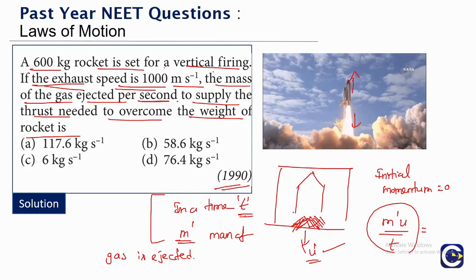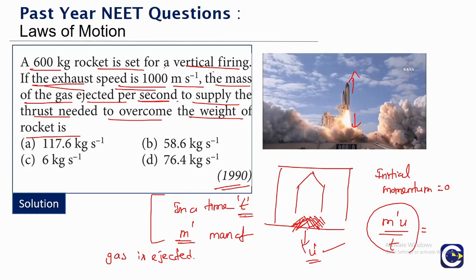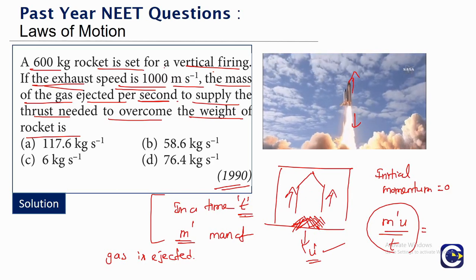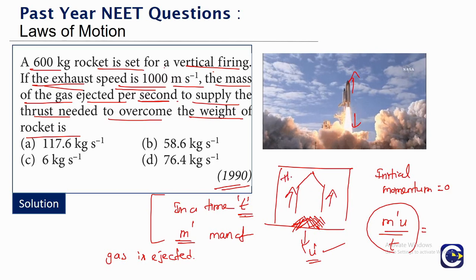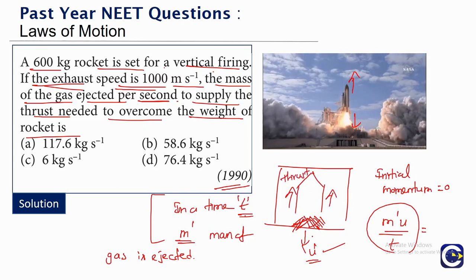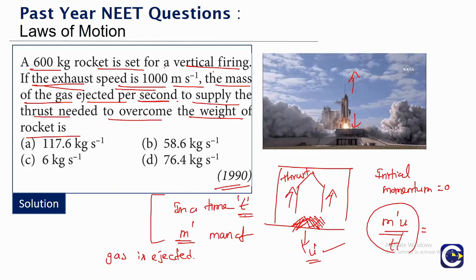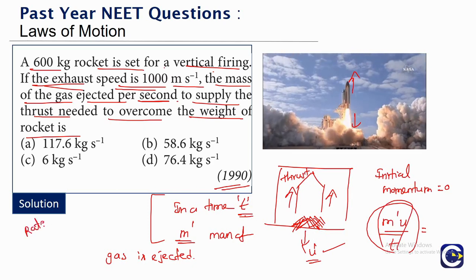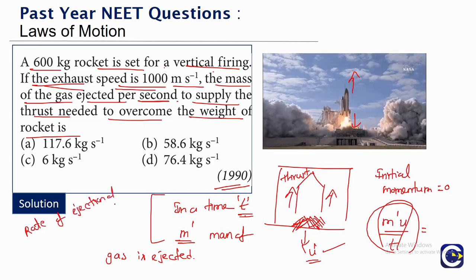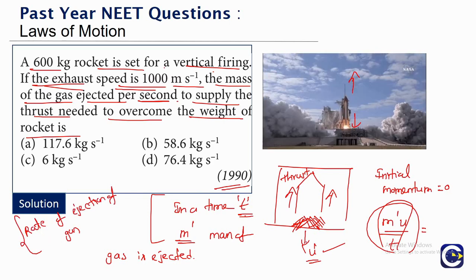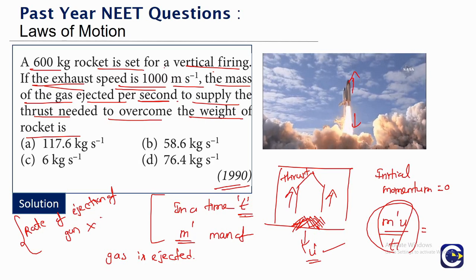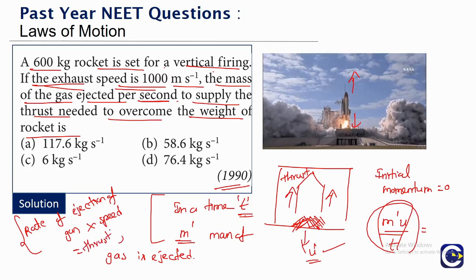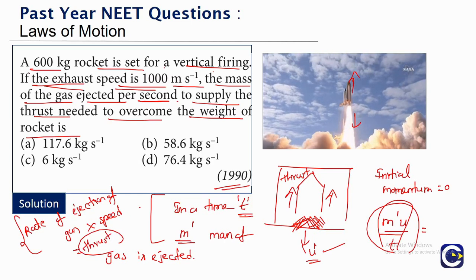Now as per Newton's third law, the gas that is ejected back or down will in return apply a thrust on the rocket that will be upwards. So this is what we call the thrust acting on the rocket, because of the gas that is ejected downwards. So m dash by t means the mass of the gas that is ejected divided by the time. This is what we call the rate of ejection of gas. We multiply this with the speed, m dash by t into u. This gives us the thrust acting on the rocket, and the thrust is what is going to push the rocket up.